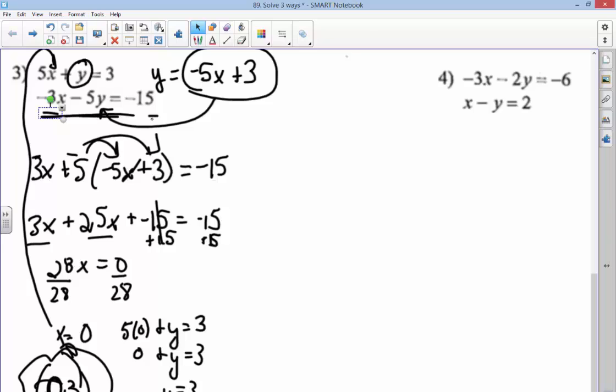So for me, it would be this bottom one. Negative 3 times 0 is 0. Negative 5 times 3 is negative 15. Does that equal negative 15? Yay! So for sure, the solution is 0, 3.